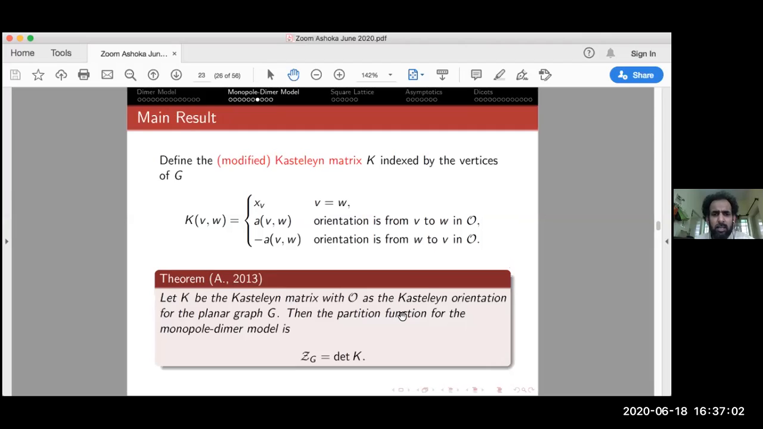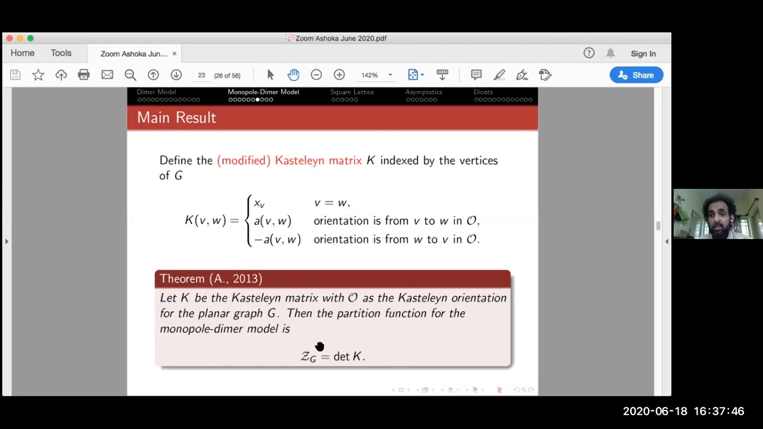So the main result is the following. I define the modified Kasteleyn matrix, which is exactly as before. You have a Kasteleyn orientation, you make the matrix of edge weights skew symmetric exactly as before, but you also add diagonal entries corresponding to the vertex weights. So here you need both vertex weights and edge weights. And so this is the theorem: if K is this modified Kasteleyn matrix for a planar graph, then the partition function for the monopole dimer model is exactly the determinant of this K.